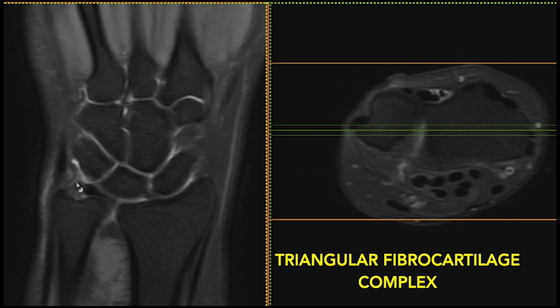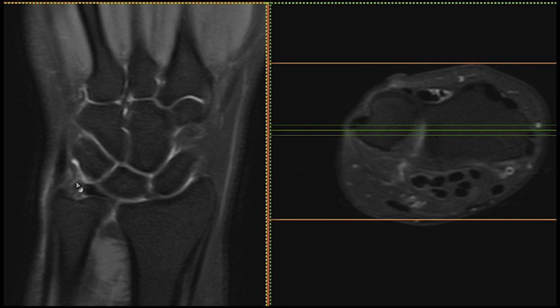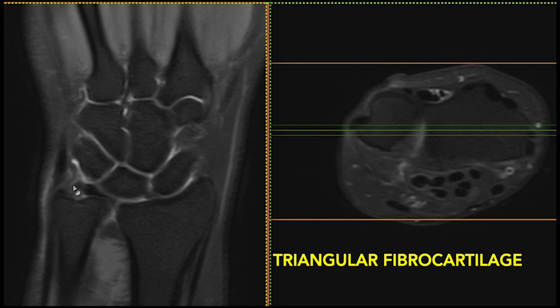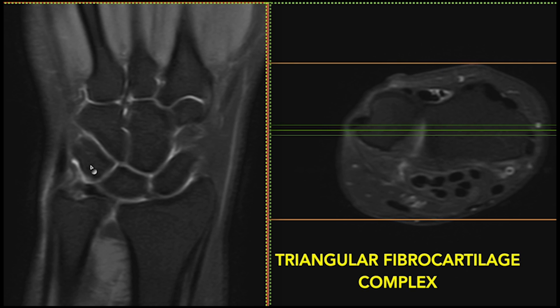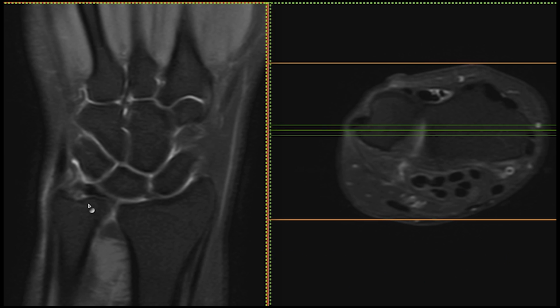TFCC complex is divided into three parts mainly. Multiple components are there. TFC, triangular fibrocartilage itself, which is a central part, and distal radioulnar ligaments, which is dorsal and ventral, and a peripheral ulnocarpal ligamentous complex. So, considering all these three big components with subcomponents, it is called TFCC. Otherwise, it is called triangular fibrocartilage alone if it is only this structure.